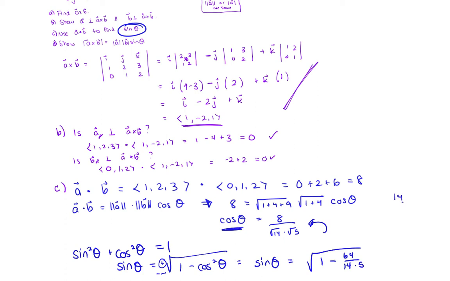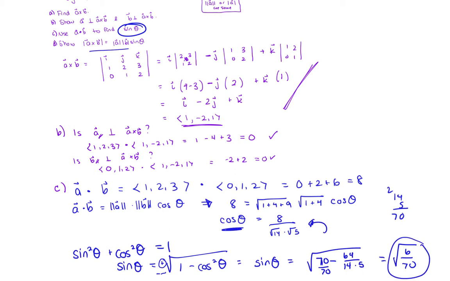So 14 times 5, let's do that out real quick, is 70. So this guy I can write as 70 over 70. So that's the square root of 6 over 70. So that's the same as, well, let's write it as that, square root of 6 over 70. Okay, so we were able to find out what the sine was just by using the dot product.